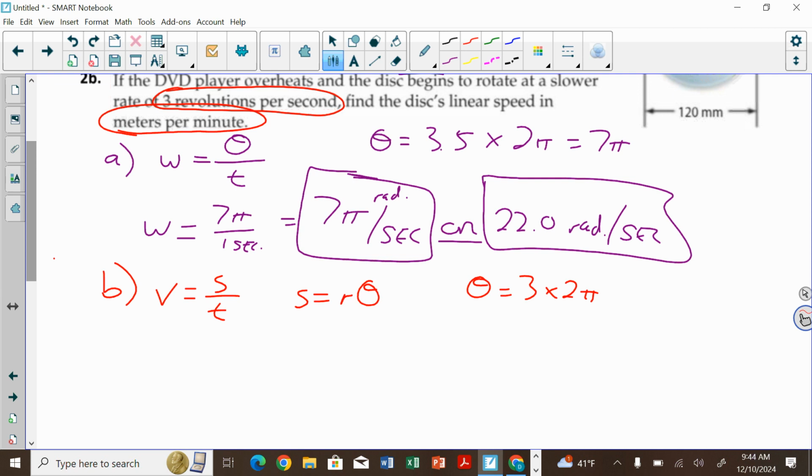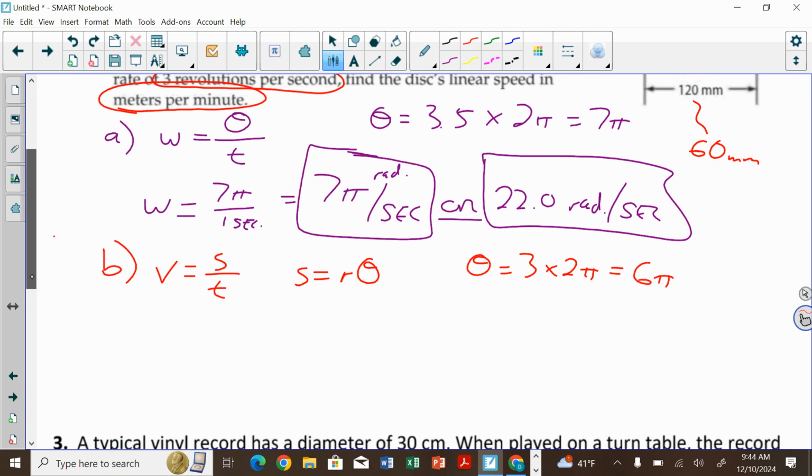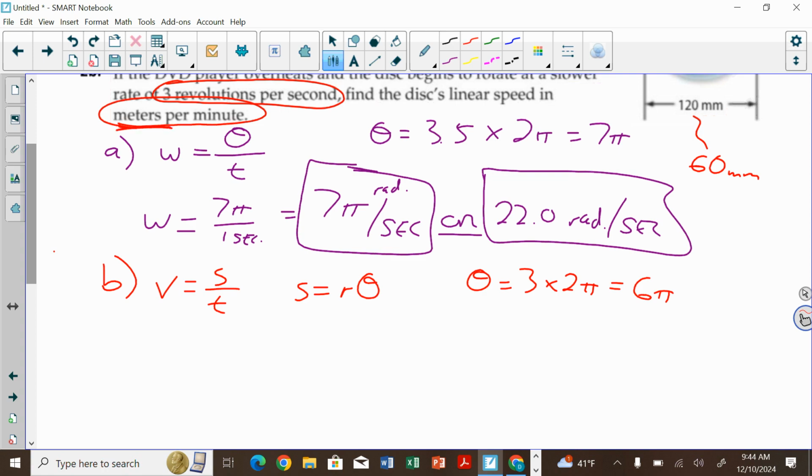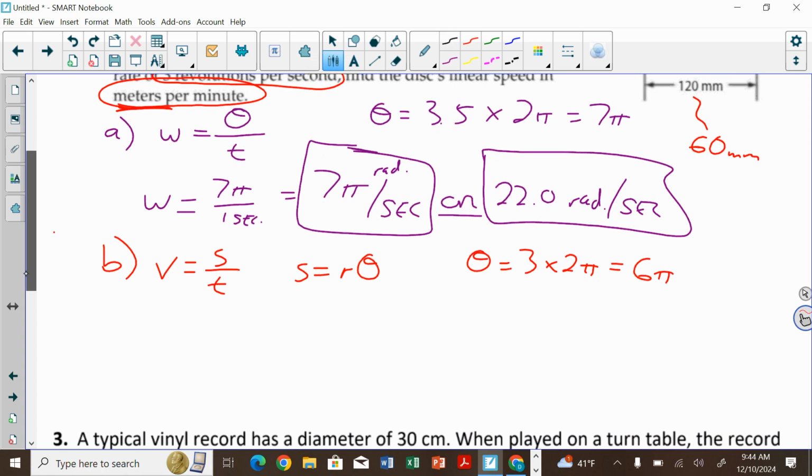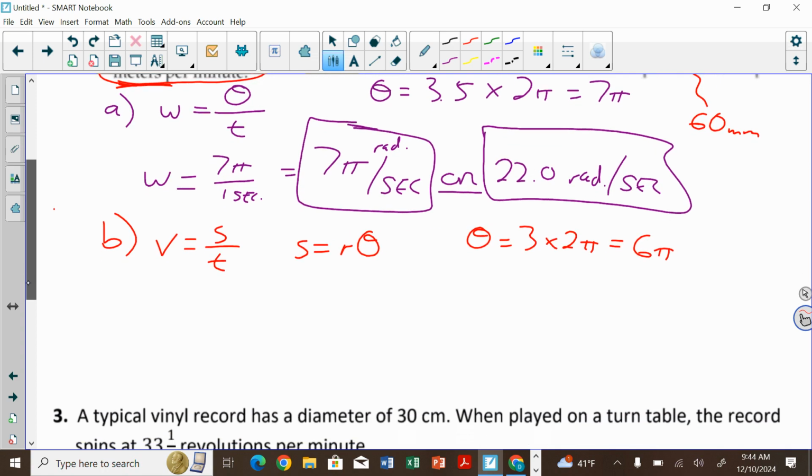So now that's going to equal 6 pi. So I've got that. Now I need my radius, right? My radius here, since the diameter is 120, is 60 millimeters. But be careful. We're going to have to do some dimensional analysis, because they want the answer in meters per minute, and we've got to get from millimeters per second.